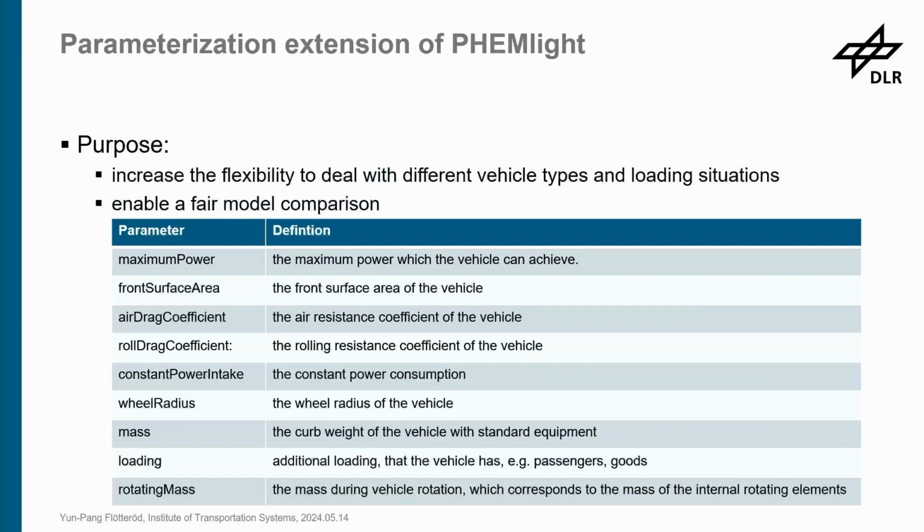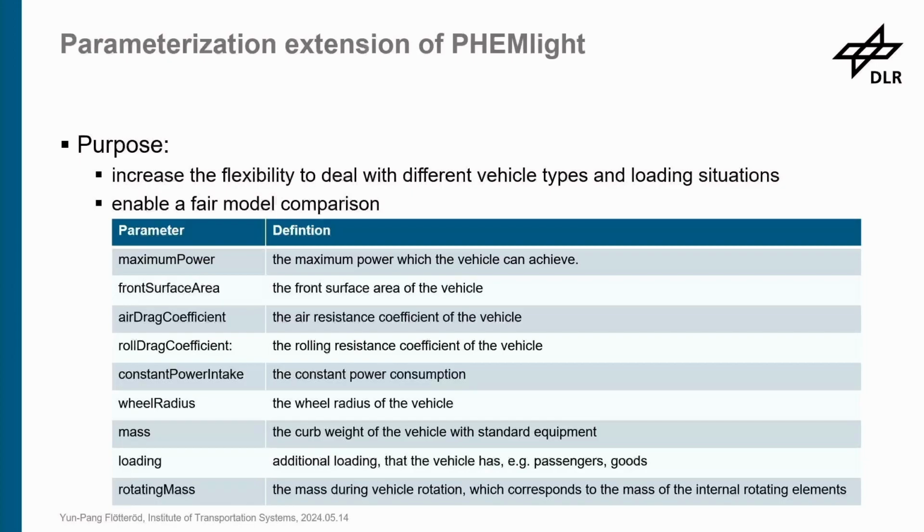So let's continue. As we just saw, detailed vehicle characteristics can be considered when using EVM and MMP EVM, but not HABEVA and PHEMlight 5. So it is not actually fair to directly compare these 4 models. So we tried to extend the model parameterization first, and then we compare the models.